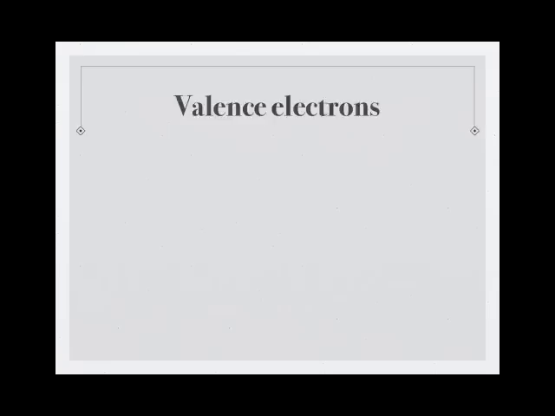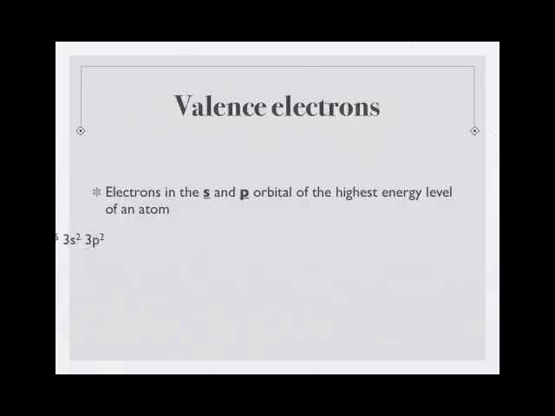Okay, valence electrons and Lewis dot diagrams. Let's jump right in. Taking a break from the electron configurations to focus on only a few of the electrons. Which ones? Electrons in the s and p orbital of the highest energy level of an atom. The outermost, farthest away from the nucleus.